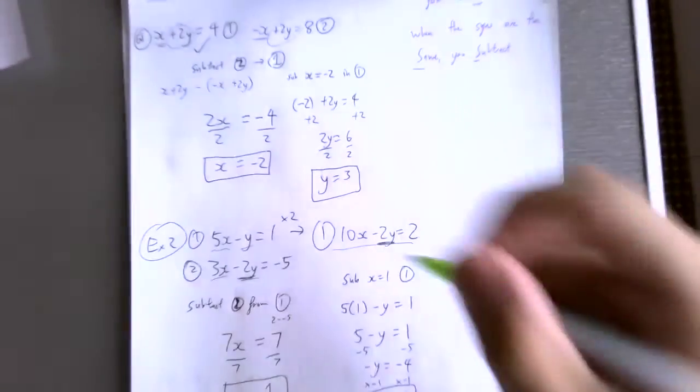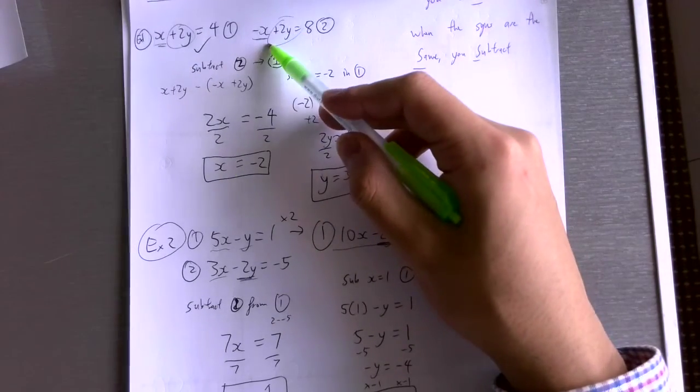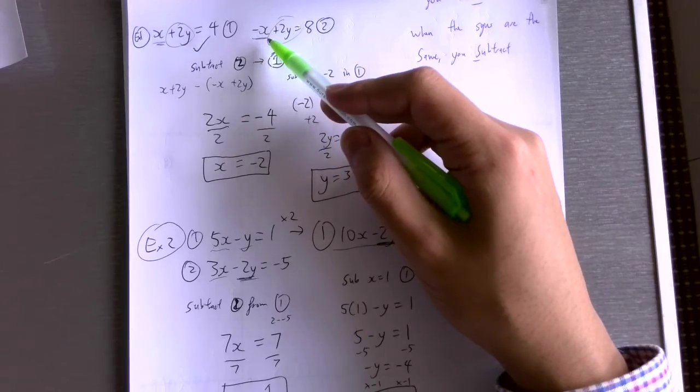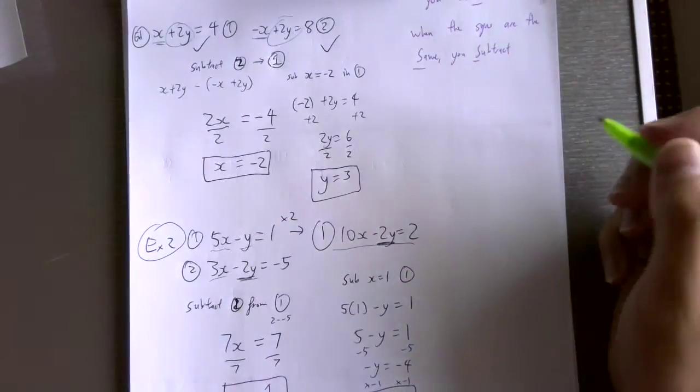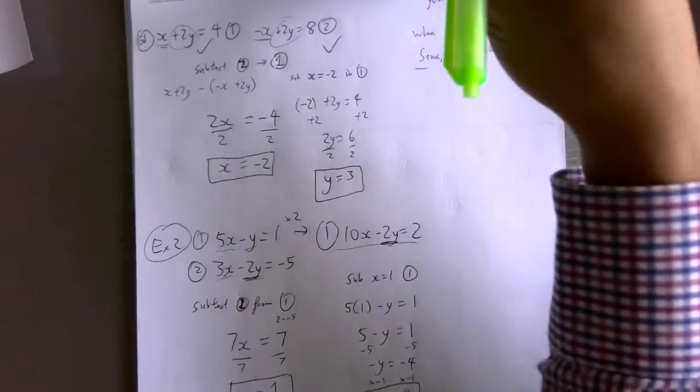So we're happy with this equation. We also substituted in this one, minus 2, so that's 2 plus 6 equals 8. It works for this equation as well, which is why this is our solution.